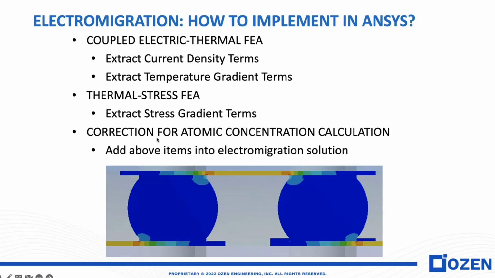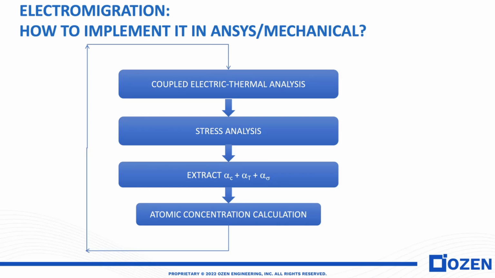And then the third step is correction for atomic concentration calculation. So in the first step, you're actually taking into account the current density and the temperature gradients. And then in the second step, due to the higher temperatures, you're taking into account the stress gradients created in the structure. And then finally, you're adding for the atomic concentration. So you can use Ansys in this sequential manner to extract and add each of the advanced electromigration calculations.